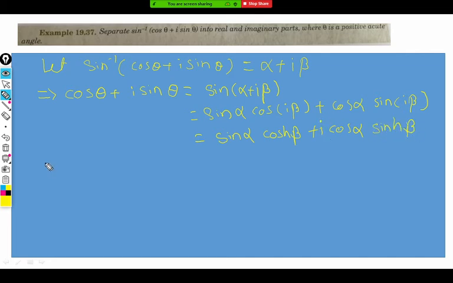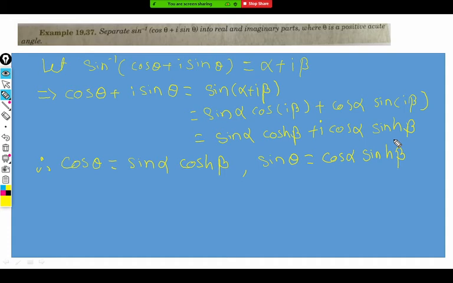So we'll equate real and imaginary parts. Equating real and imaginary parts, we get cos theta is sine alpha cos hyperbolic beta, and sine theta is cos alpha into sine hyperbolic beta.